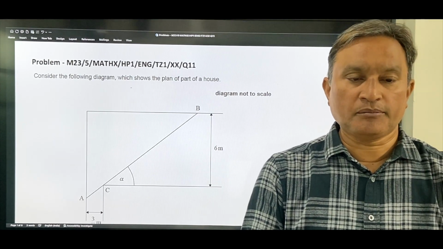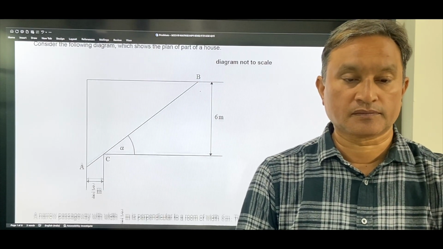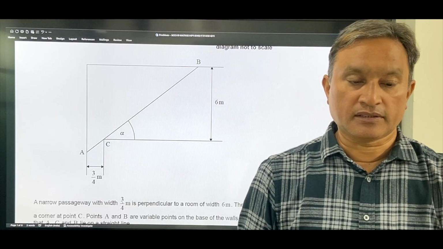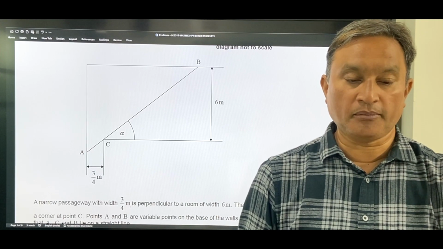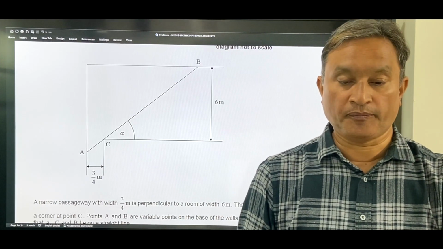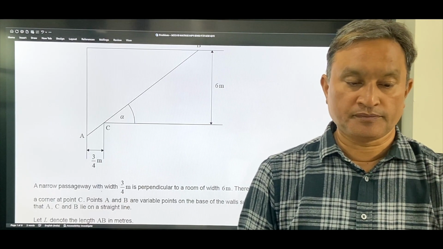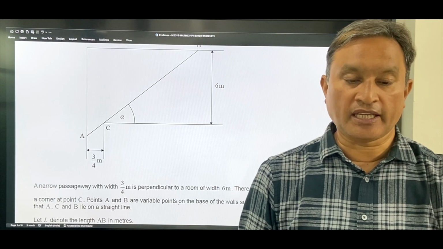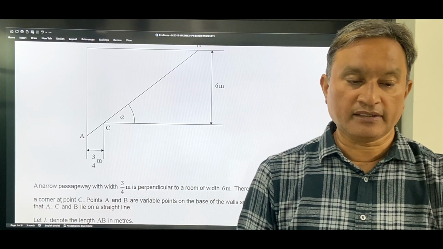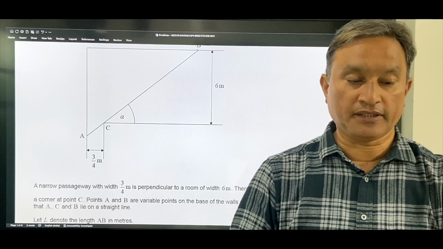Consider the following diagram which shows the plan of part of a house. A narrow passageway with width 3/4 m is perpendicular to the room of width 6 m. There is a corner at the point C here. Points A and B are variable points on the base of the wall such that A, C, B lie on a straight line.